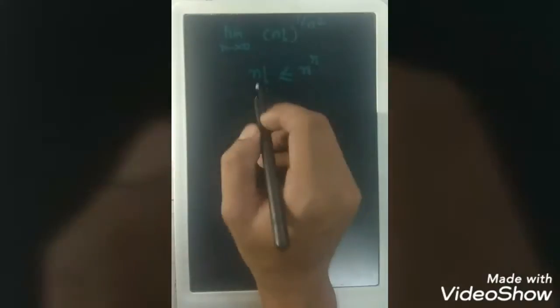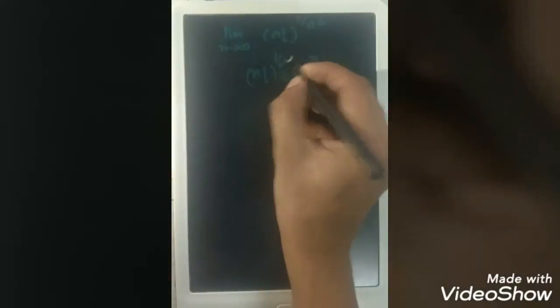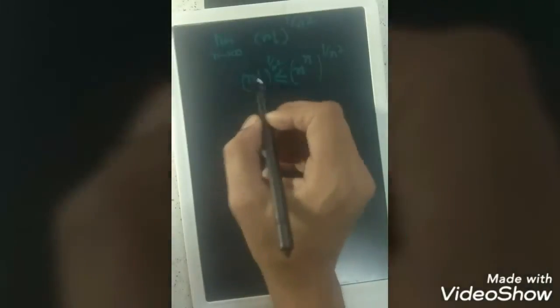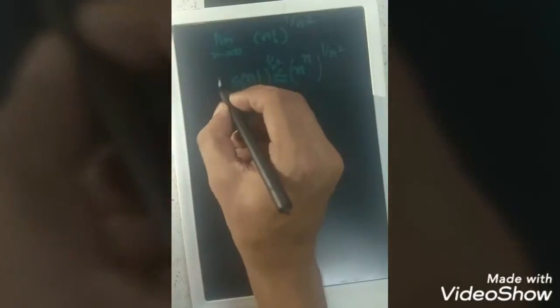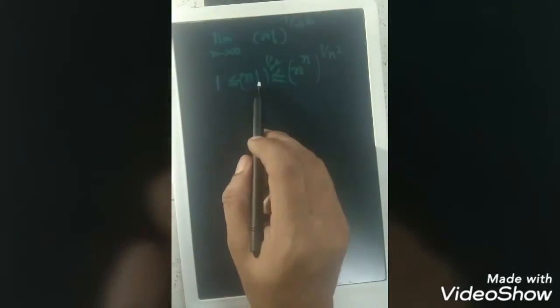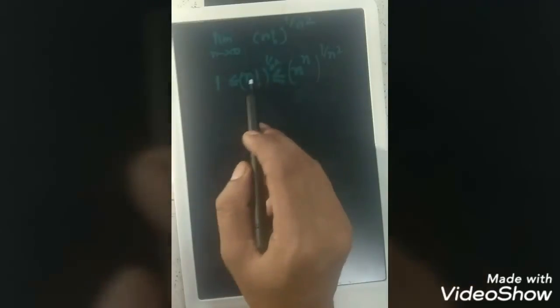If I take power on either side, 1 by n square, 1 by n square. Now one more thing to notice, this n factorial raised to 1 by n square is always greater than or equal to 1. We can justify this inequality. If I take n equals 1, 1 factorial is 1, and 1 by 1 square means 1. So for n equals 1 we get equality.